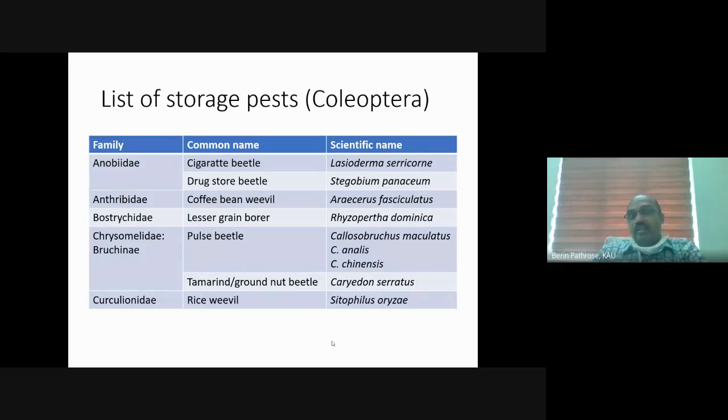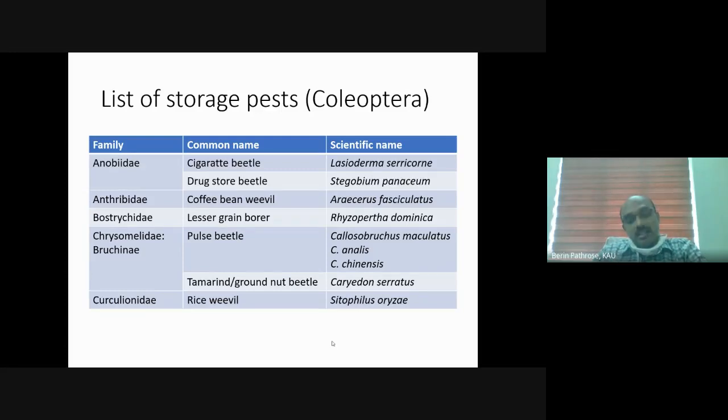Then we have pulse beetle, Callosobruchus maculatus, chinensis, and analis, family Chrysomelidae and subfamily Bruchinae. Then in the same family, we have tamarind or groundnut beetle, Caryedon serratus.